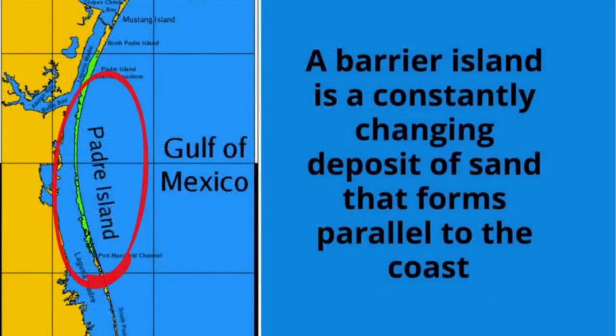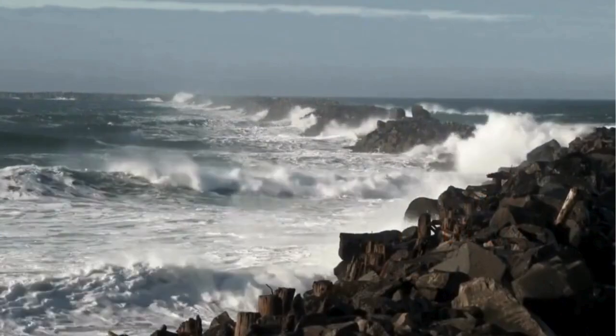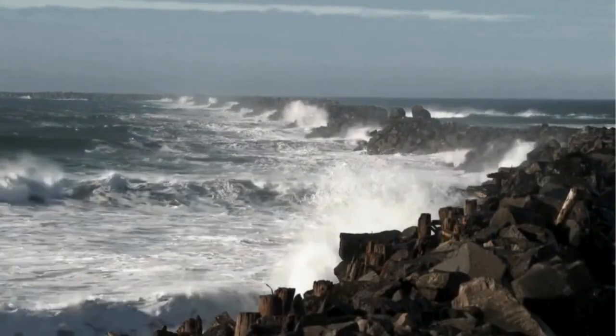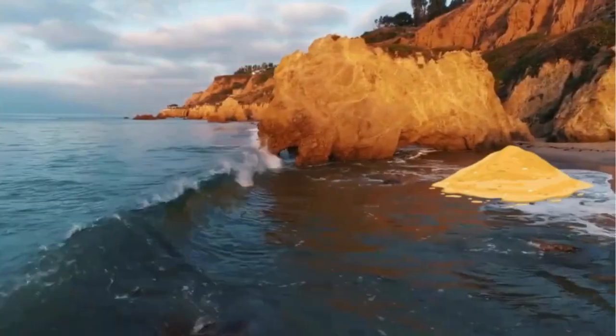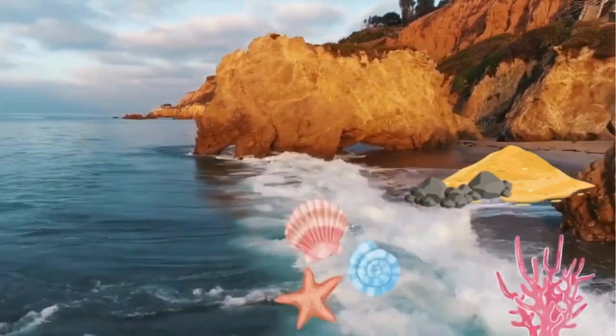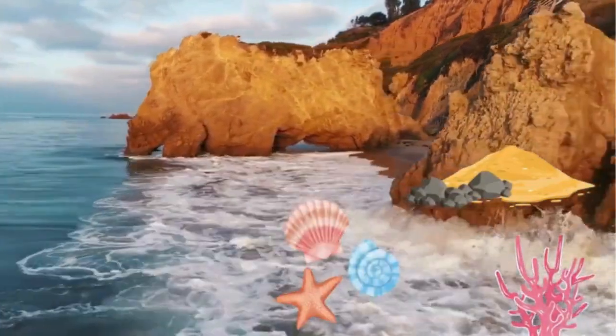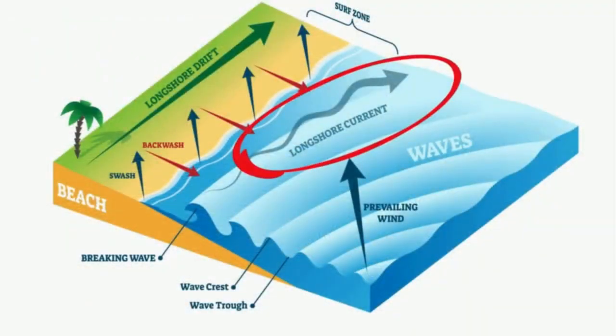Barrier islands are formed by sediment that is transported by waves and currents from the mainland. They protect the mainland from erosion and storm surge. Waves carry a variety of materials such as sand, rock, dead corals, and shell. In addition, longshore currents transport and deposit this material.